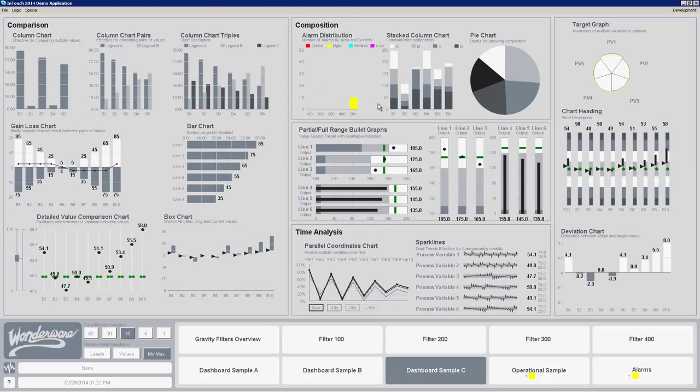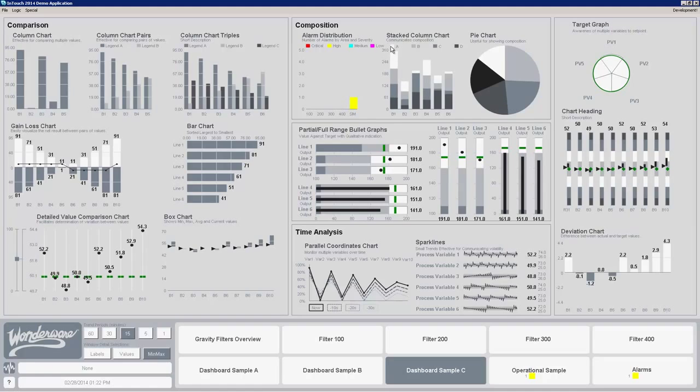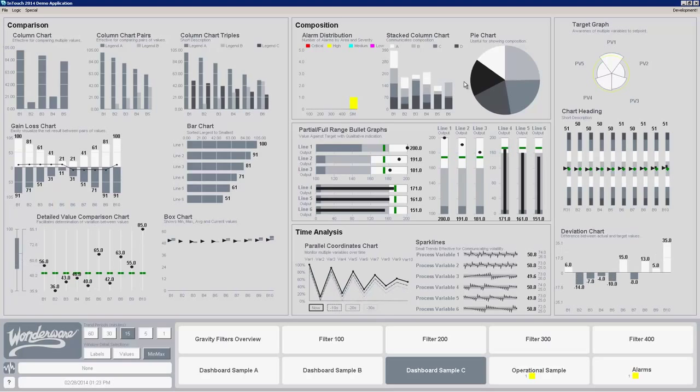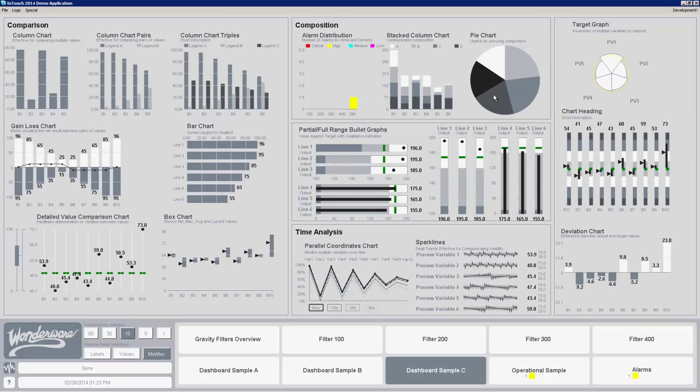Again, here's a stacked column chart, which is very similar to the alarm distribution chart, but this one allows me to pump any data I want in. So I've got 4 variables, A, B, C, and D, showing the composition of those, as well as showing them on a column chart together, so I can see as they sum all together where my biggest parts are coming from. Pie charts are another way of showing composition.